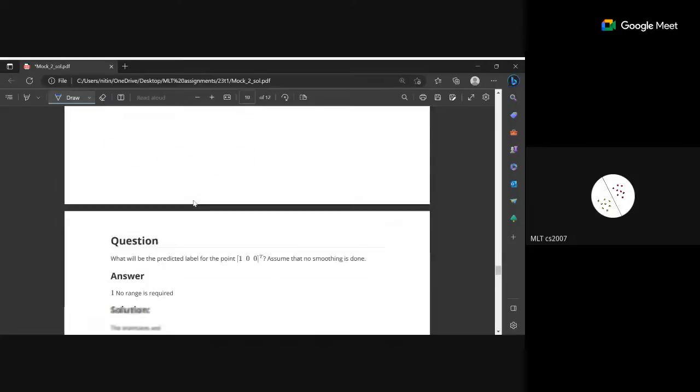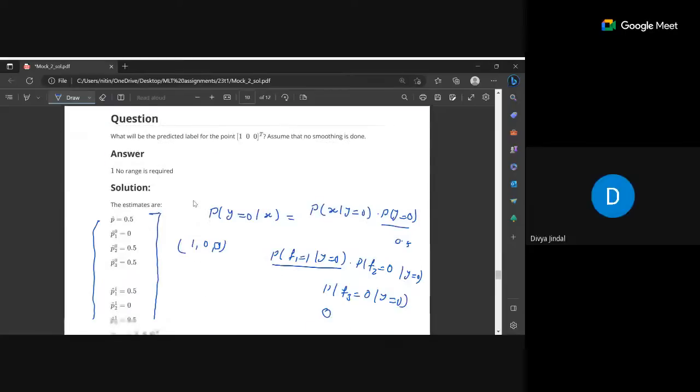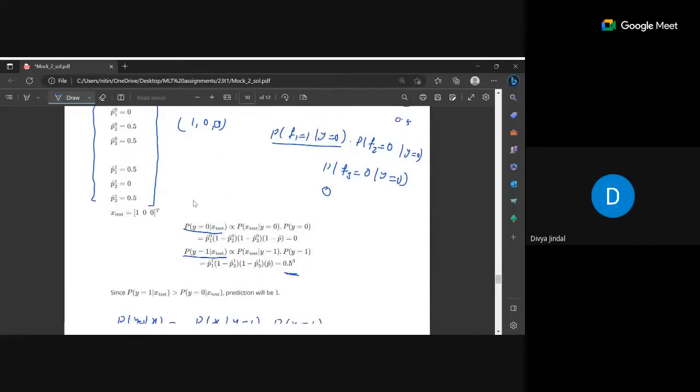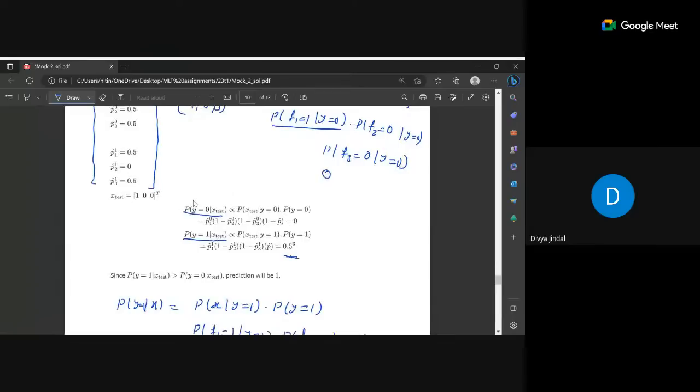And the ultimate P(y | x_test) is calculated using the naive Bayes theorem. This is the Bayes theorem we are applying. This probability, we are applying the Bayes theorem. Okay.